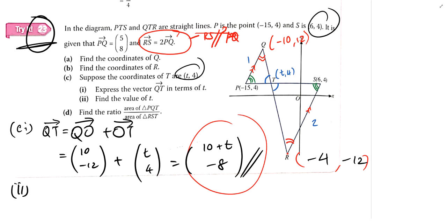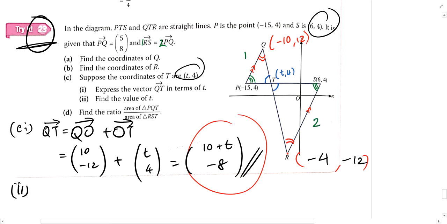So since these 2 triangles are similar, do you know the ratio of sides? 1 is to 2, okay, because RS equals 2PQ, right? So 1 RS, where is the RS? Okay, this part is RS. It is supposed to be 2 times PQ. So I put a 1 over here, I put a 2 over here. Does that make sense to you?